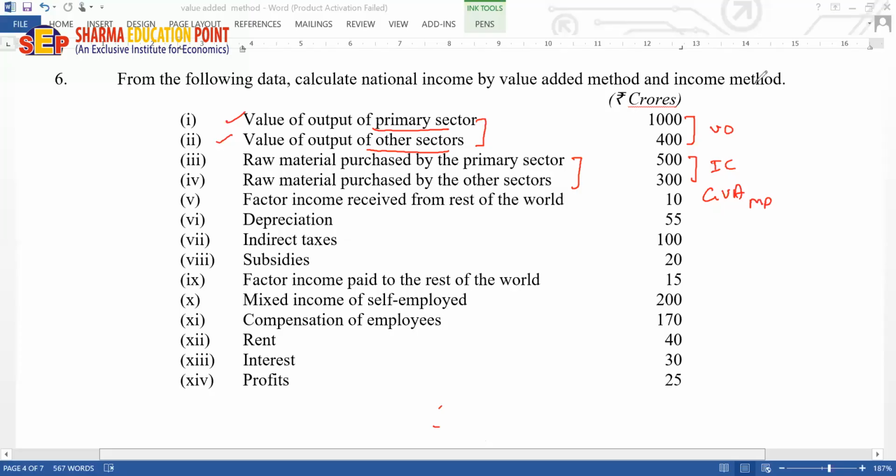In this question you can see value of output is given as these two, and intermediate consumption these two. So GVA at MP equals VO minus IC. VO's value is given as 1400 and IC is 800. So it's 600. Now NVA at FC: you have GVA at MP minus depreciation minus NIT.